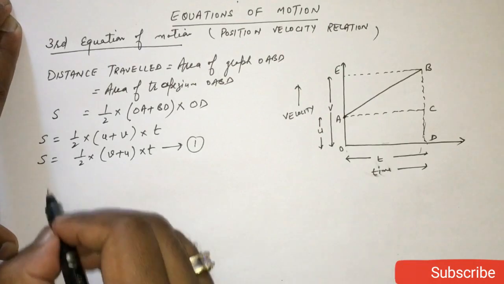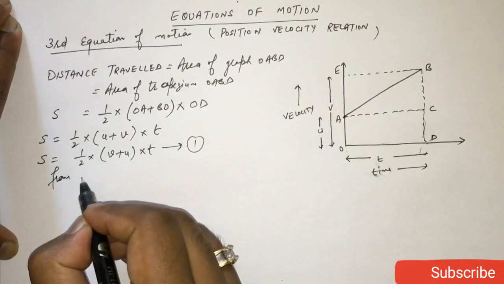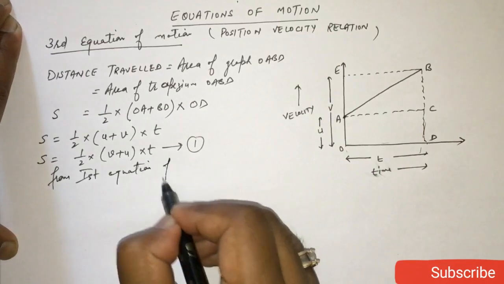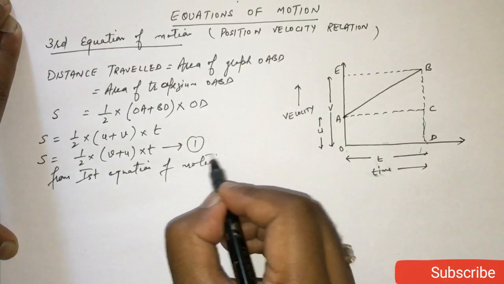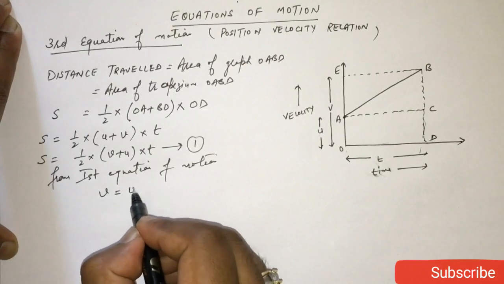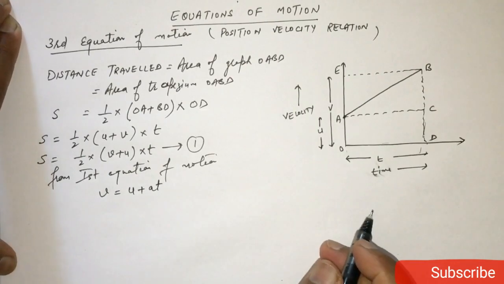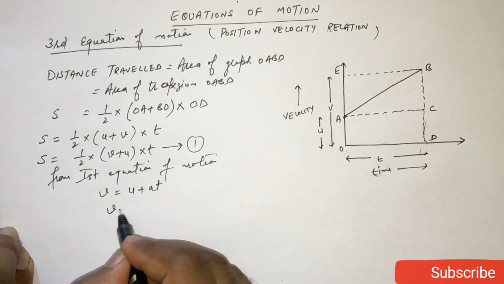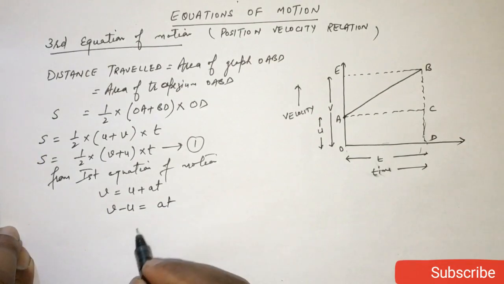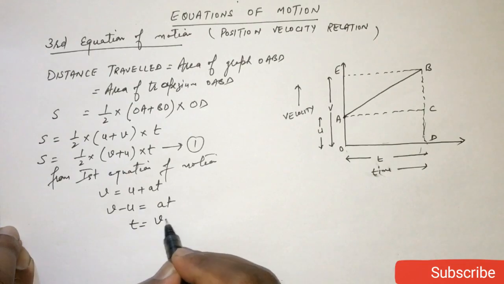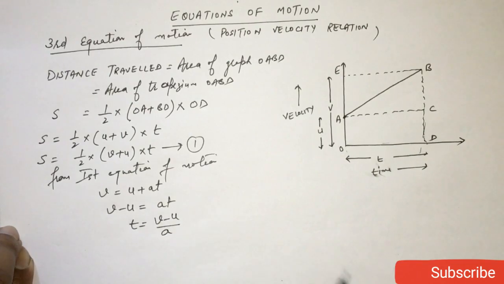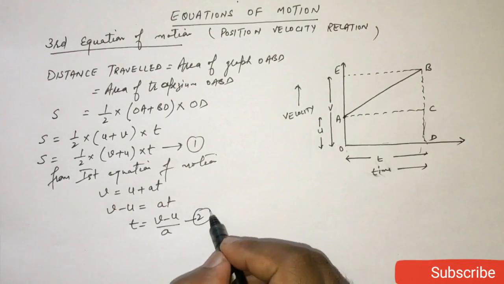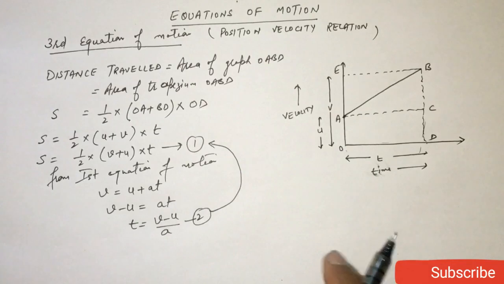Fine. Now from the first equation of motion, we have V is equal to U plus AT. Fine. Or you can say V minus U is equal to AT, or T becomes V minus U upon A. Let me call this equation number 2. Now put this value in equation number 1.